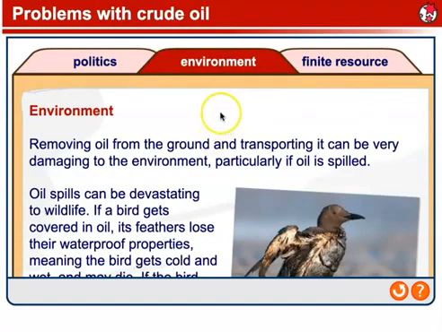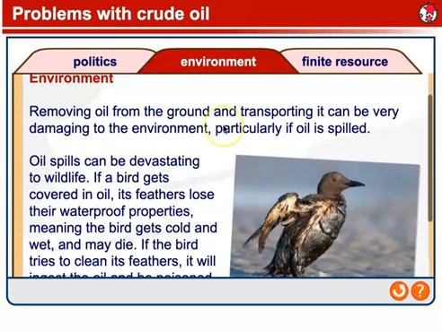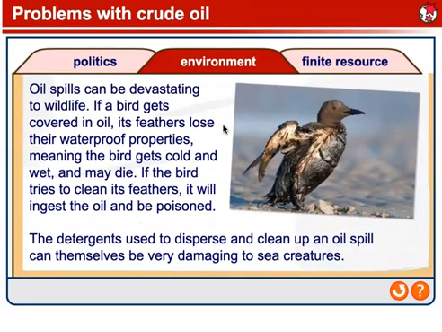Environment. Removing oil from the ground and transporting it can be very damaging to the environment, particularly if oil is spilled. Oil spills can be devastating to wildlife. If a bird gets covered in oil, its feathers lose their waterproof properties, meaning the bird gets cold and wet and may die. If the bird tries to clean its feathers, it will ingest the oil and be poisoned. The detergents used to disperse and clean up oil spills can themselves be very damaging to sea creatures as well.